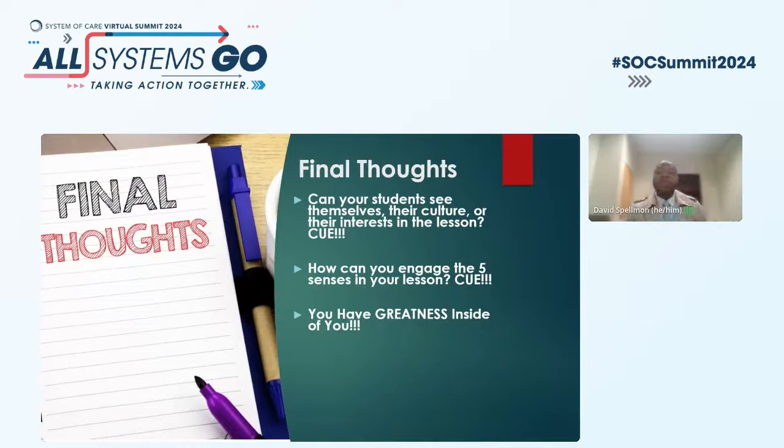For the final thoughts, not even if you're just a teacher, but if you're working with young people in any capacity: in what you're doing, can those young people see their culture or their interests in the method that you're trying to reach them through? Then, how can you engage the five senses? With the chapter we just did, of course, we had the visual, actually looking at the things, the auditory of hearing the music, and the tactile of creating their vision board.